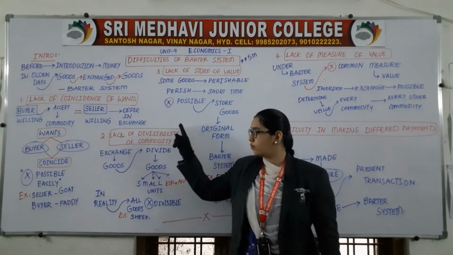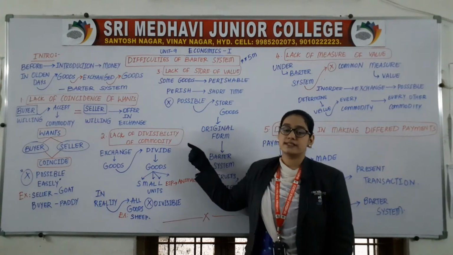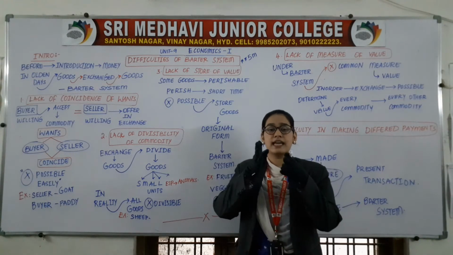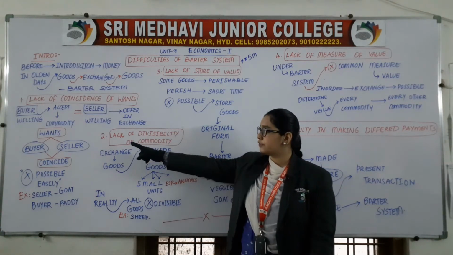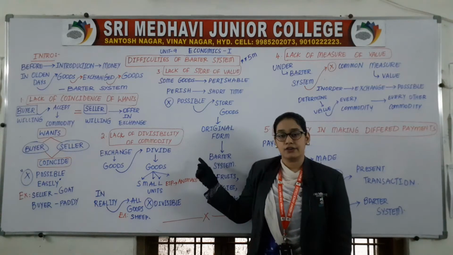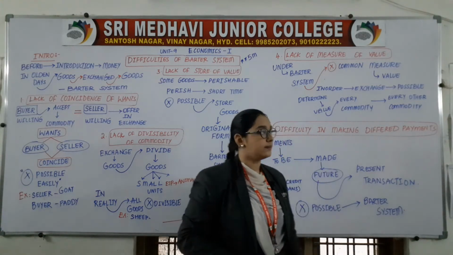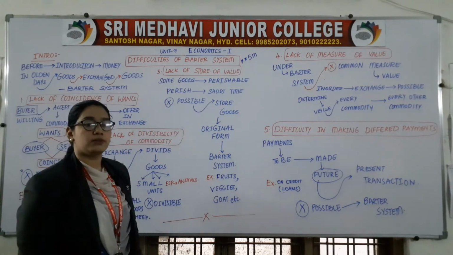Alright. So what is the second problem of barter system? Lack of divisibility of commodity. That means every commodity cannot be divided. First point is lack of coincidence of wants. Second is lack of divisibility of commodity. Third point is lack of store of value.